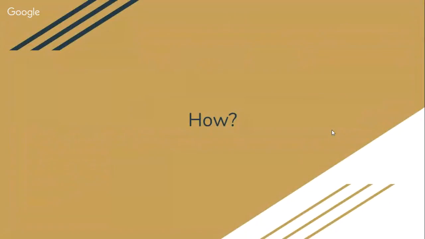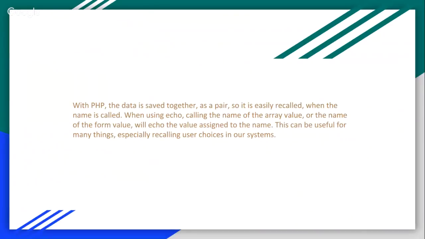How? With PHP, the data is saved together as a pair, so it is easily recalled when the name is called. When using echo, calling the name of the array value or the name of the form value will echo the value assigned to that name, so the back half. This can be useful for many things, especially recalling user choices in our systems.